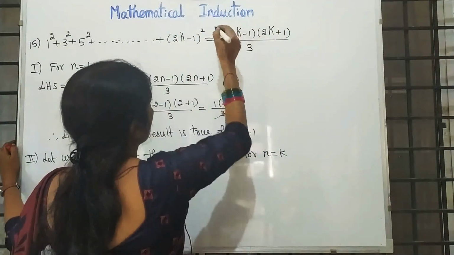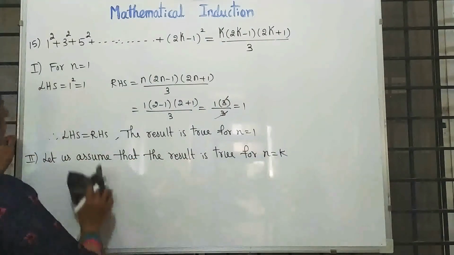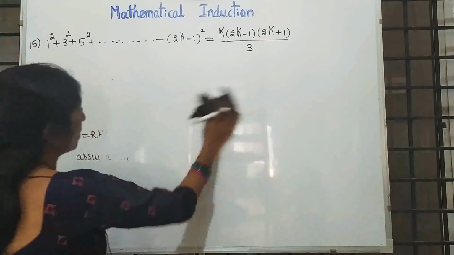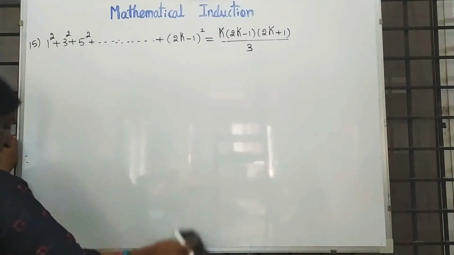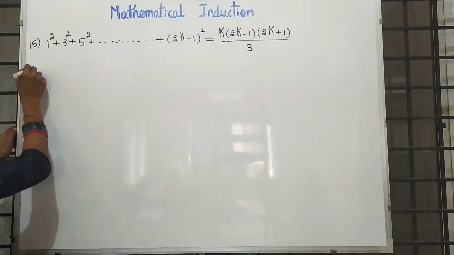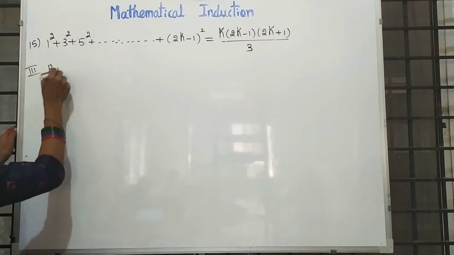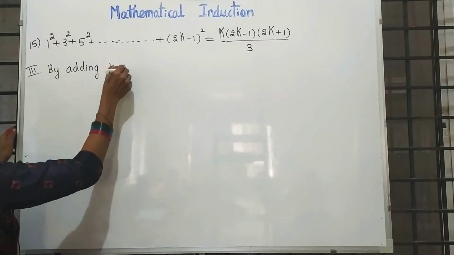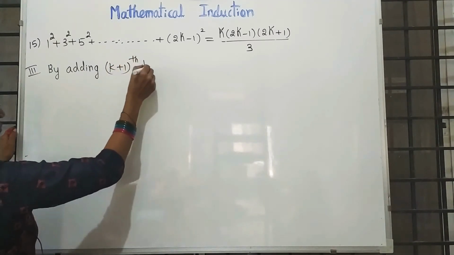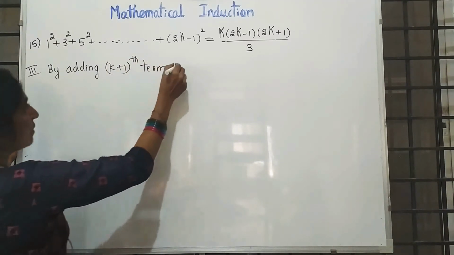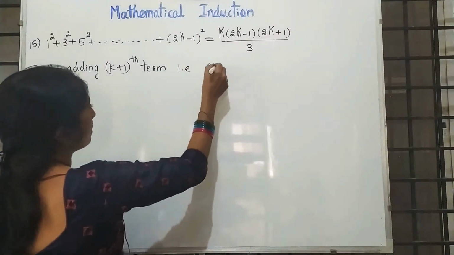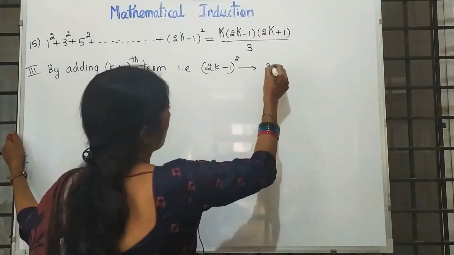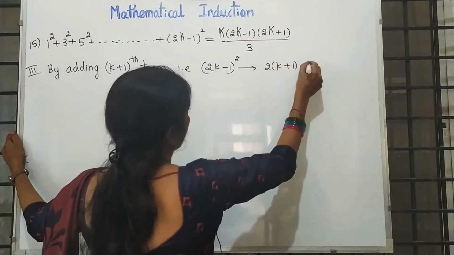So this is the second step. Third step, we have to add the k plus 1th term. Now adding, because in the middle we have a plus. By adding the k plus 1th term, that is, see, the last term of the left side we have to write, and k is replaced by k plus 1.